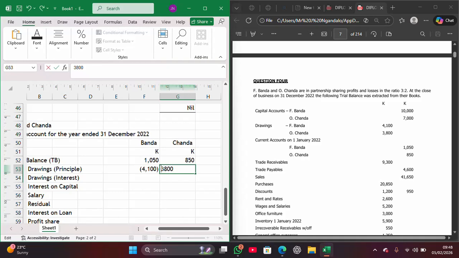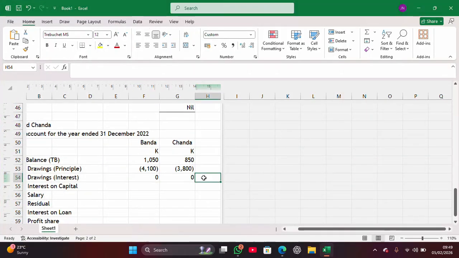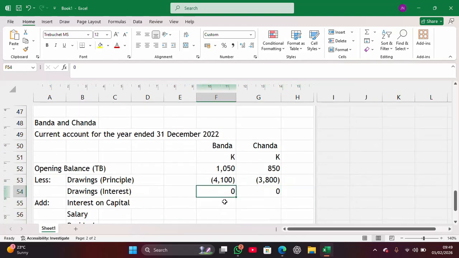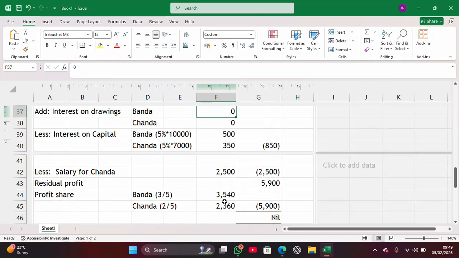There was no interest, so maybe you're lucky. Interest on capital, I think we did some calculations. So now we move away from here briefly and start using what we have done on top. So what figures do you have? I think this is interest on capital, this 500 and 350. So I'll bring it here.